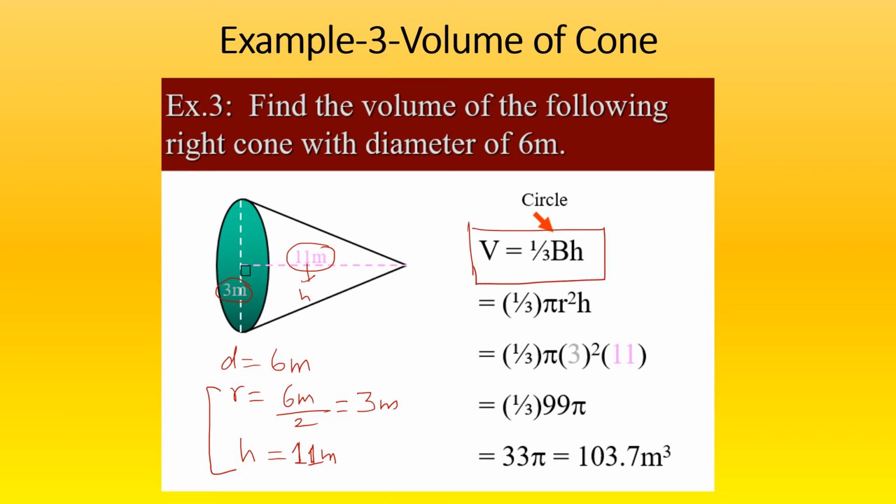So 1 by 3 pi r square h, that's your formula. In this question, if you just leave your pi like this, your answer would come out to be 33 pi on simplification after you have substituted your radius and your height in this expression. And if you want to simplify that more and give your answer in terms of a decimal, then you can go ahead and substitute pi as 3.14 here. And when you do that, the volume for this cone comes out to be 103.7 meter cube. Don't forget the unit, and that would be the complete solution of the volume of this right cone.